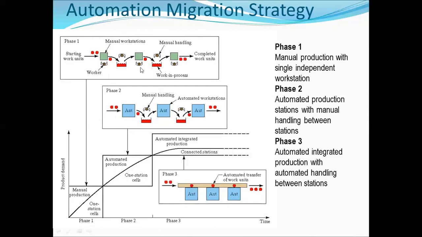Therefore, you can see here in the first diagram that the part is moving from one end and it is completed at the end, through all these workstations. You can observe here that there are a number of workers working on the processing of the part, whereas the workstations are totally manual.